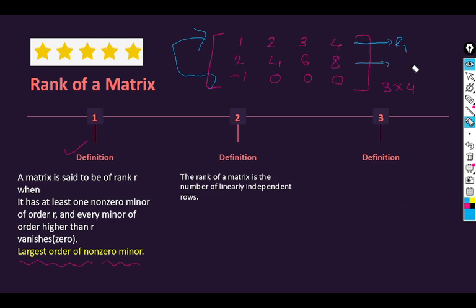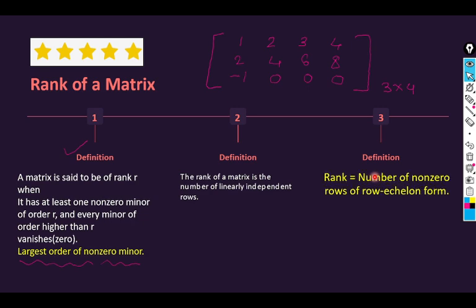So which is the most important then? The most important definition that we have is the last definition, and that definition says the rank is the number of non-zero rows of a row echelon form. I will tell you what a row echelon form is. We'll go into detail for that. But remember, this is the most important definition, and we use it for calculating the rank.